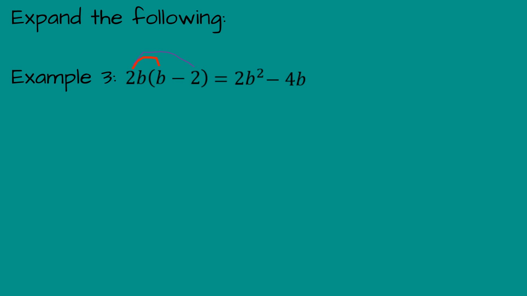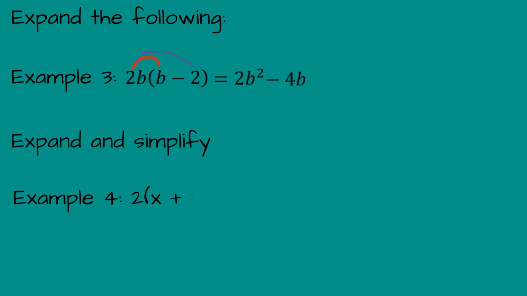You will sometimes be asked to expand more than one bracket and then simplify by collecting together like terms. For help with collecting like terms and simplifying, see my previous video, the link is in the description below. The method is exactly the same as for one bracket, you just collect together the like terms once you have expanded all the brackets. Let's expand and simplify example 4 on the board.